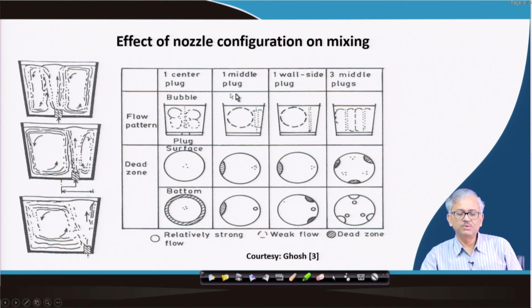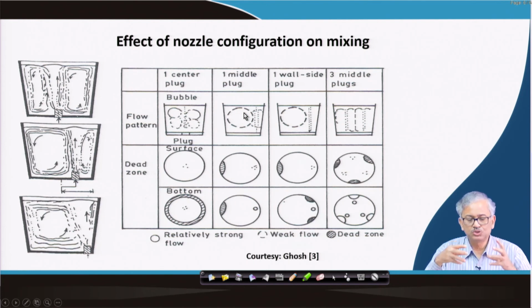In case of the one middle plug, the situation is best. You can find there is only one loop and of uniform energy. Maybe it is a little mild, but it is one complete loop of the same energy. So basically the kinetic energy distribution will be much more uniform, and you can have a flow of equal strain throughout the bath.